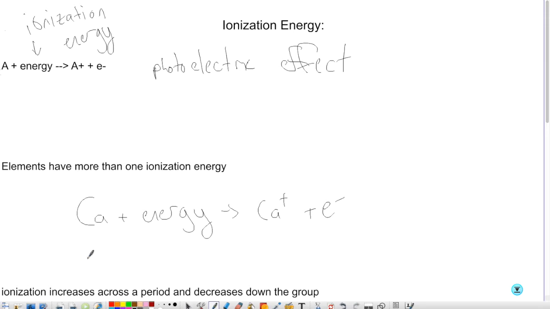So what's going to happen is this is going to happen again. Ca+ plus energy yields Ca2+ plus e-. Now we'd call this the first ionization energy, and this the second ionization energy. Okay, and you would expect the first ionization energy to be pretty high because that's not really great, and the second ionization energy to be lower in comparison to others.